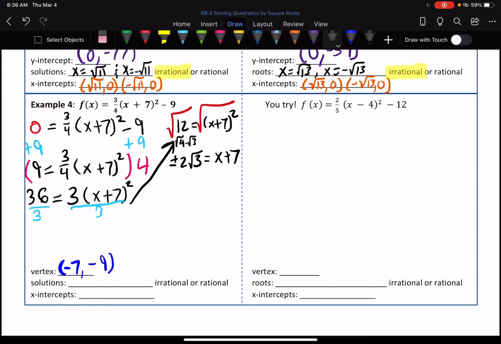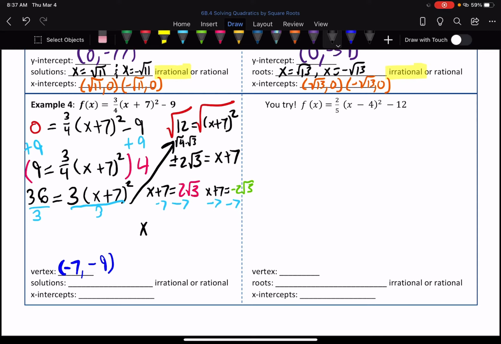At this point, we're going to need to break this into two equations. I'm going to have x plus 7 equals a positive 2 times the square root of 3. And x plus 7 equals negative 2 times the square root of 3. And for both of these, I'm just going to subtract 7 from both sides. But we cannot combine a constant or a rational term with an irrational term for the simplified version.